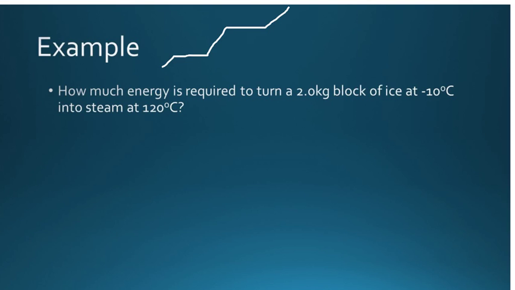So for each of these chunks of the graph, we're going to have to be doing a different calculation. So there's 5 parts to this graph. 1, 2, 3, 4, 5. Sorry, 5 parts to this graph. So for part 1, which is the ice warming to 0 degrees Celsius.